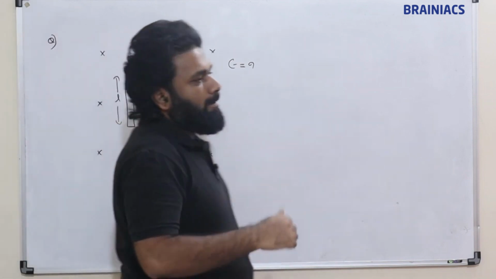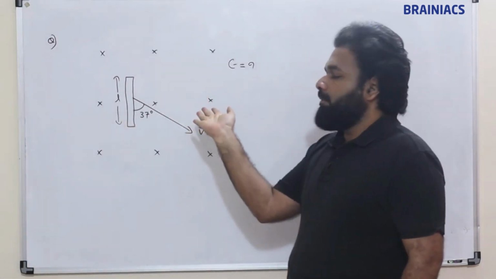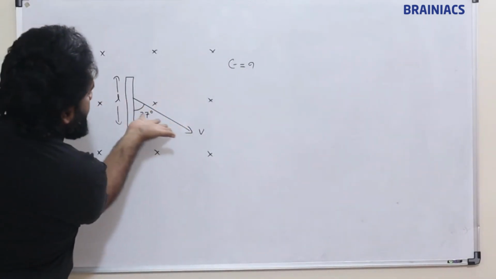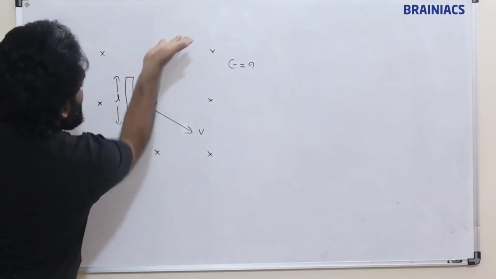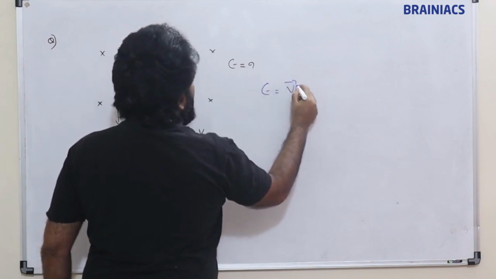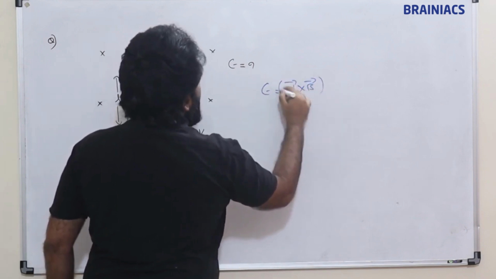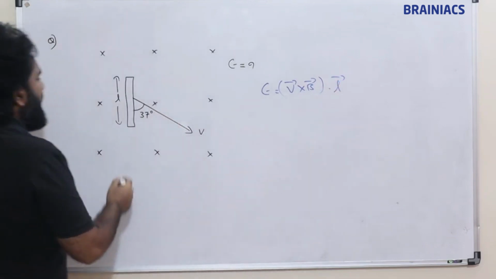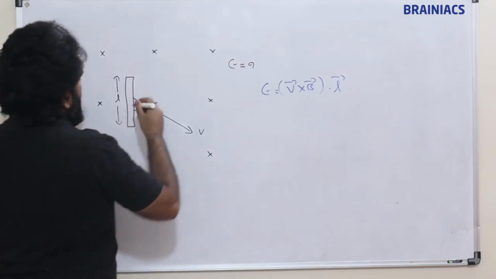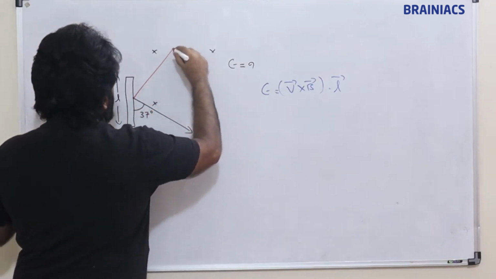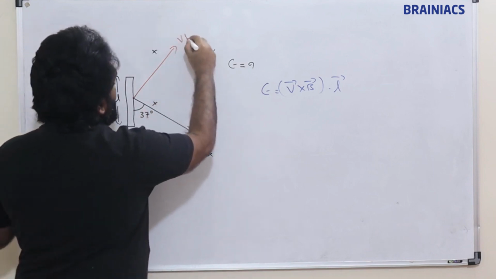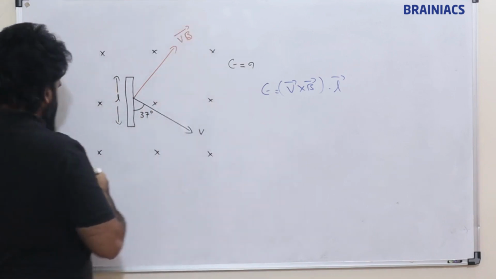So here the magnetic field is inside. The direction of velocity is this. So this will be the direction of V cross B. E is equal to V cross B dot L vector. So V cross B will be in this direction, perpendicular to V, perpendicular to B. This is going to be the direction of VB vector.